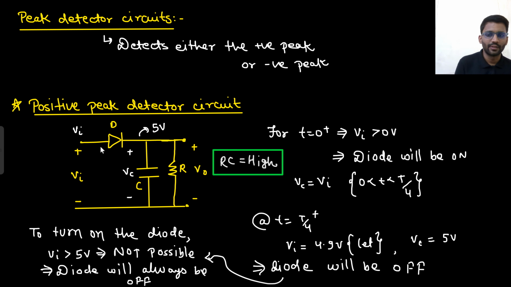Diode will always be off. That means Vc value will be stable at 5 volt. Vc value will always be at 5 volt.